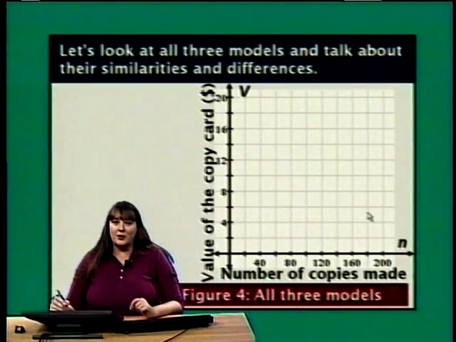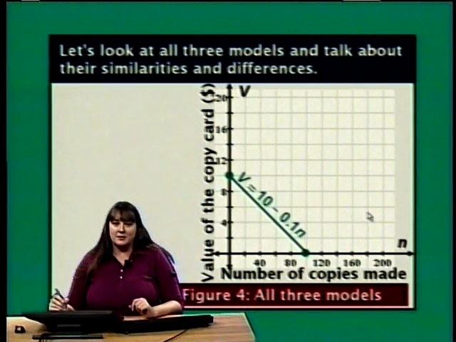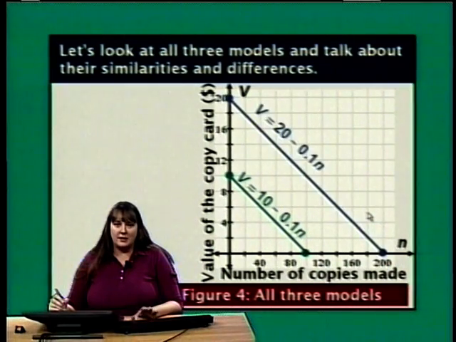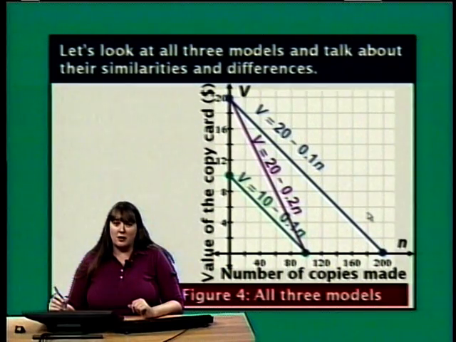Well, let's look at all three models and see if there's any similarities or differences that we haven't talked about yet. So our first model was v equals 10 minus 0.1n. Our second model we saw was parallel to the first, but they had different vertical intercepts, different initial values of the copy cards. And then our third model for the color copier, v equals 20 minus 0.2n, had the same vertical intercept, 0, 20, as our second model, but was steeper than both the first and second models.